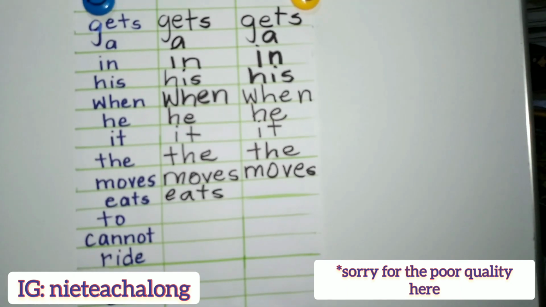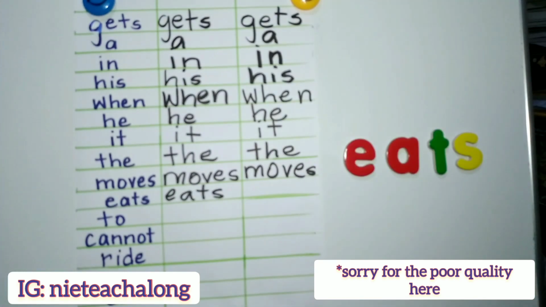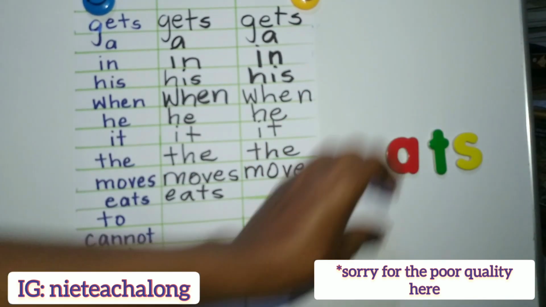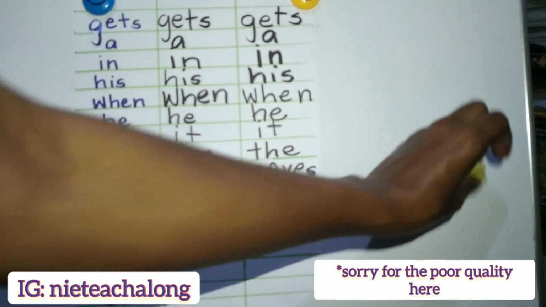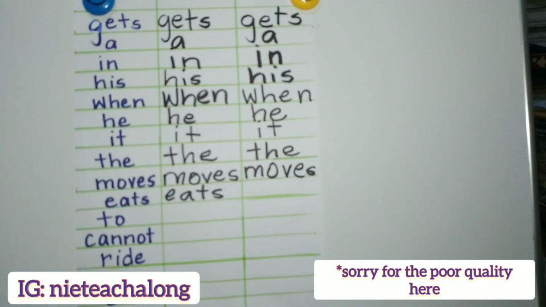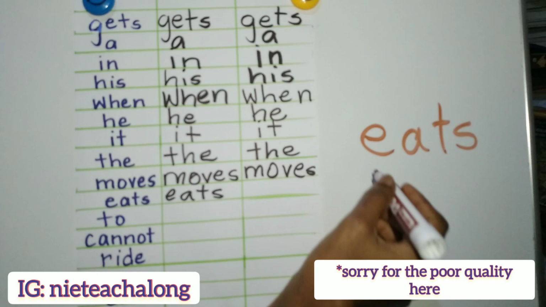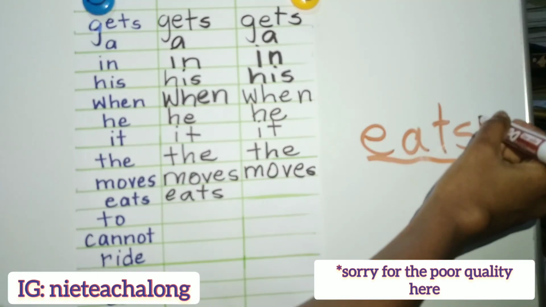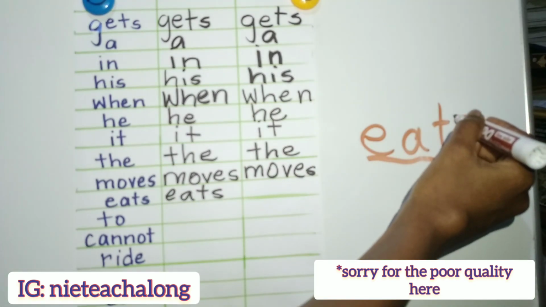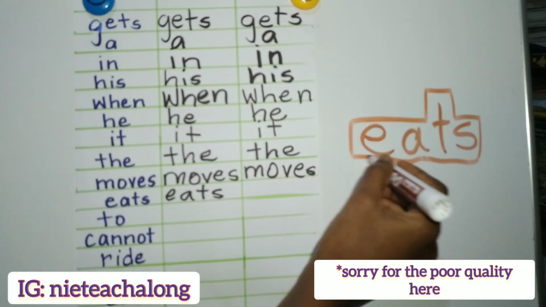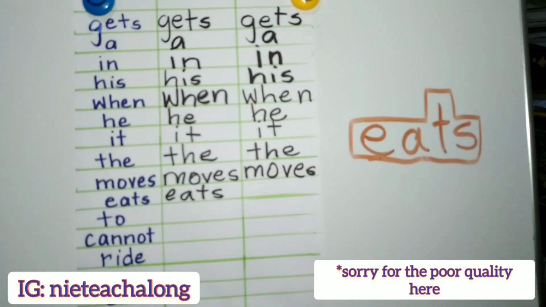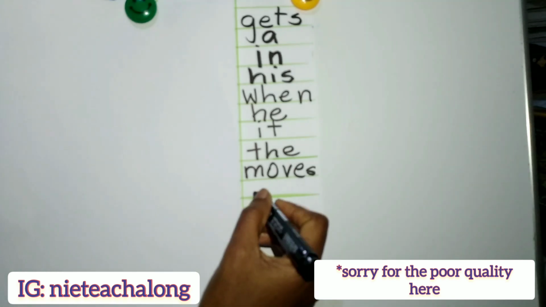Eats. E-A-T-S, eats. E-A-T-S, eats. Draw the word. Short letter. Tall letter. Short letters. Eats. Hide and write. Eats.